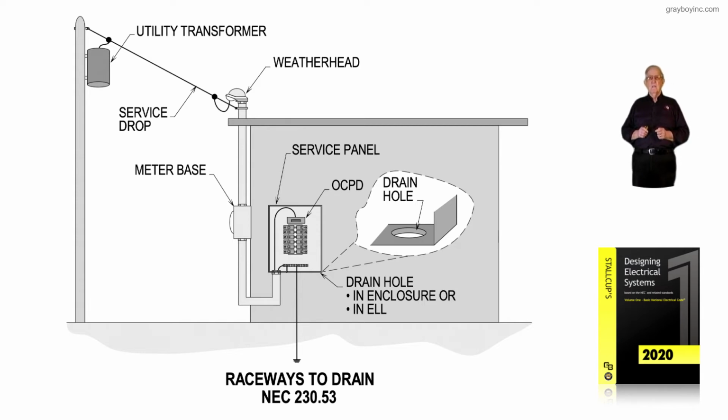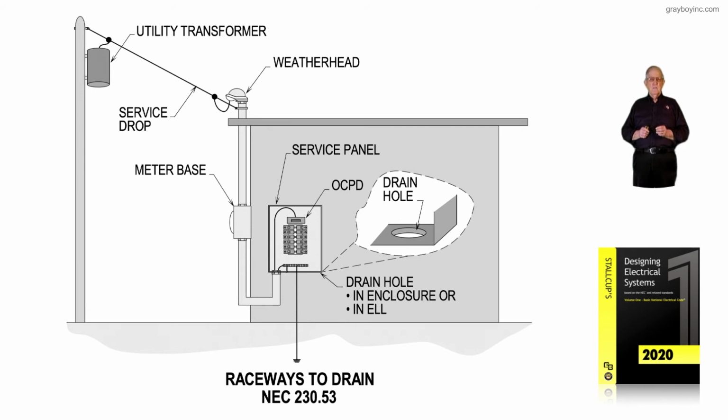It should be a drain hole there in the enclosure or in an L or somewhere that would drain any kind of rainwater or something that got into the equipment, or condensation due to heat and coolness and that kind of thing. We don't want any kind of collection of water or vapor inside the panel board.